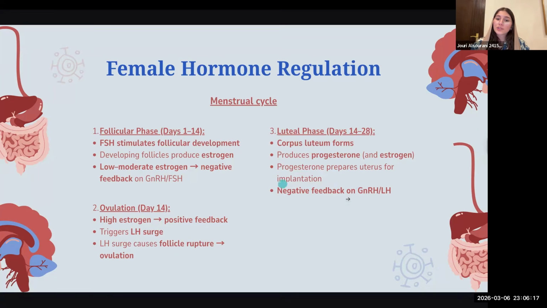And also, it's going to have a negative feedback on GnRH and LH. So here, the estrogen had a negative feedback on mainly FSH, but here we're having a negative feedback now on LH. So we said the progesterone was preparing the uterus for implantation, right? But if there is no implantation, if there is no pregnancy, then this corpus luteum is going to degenerate, and progesterone will begin to fall, and menstruation will occur.